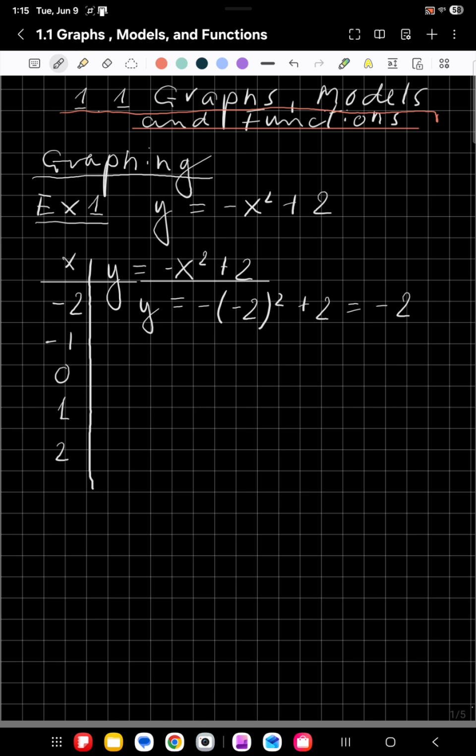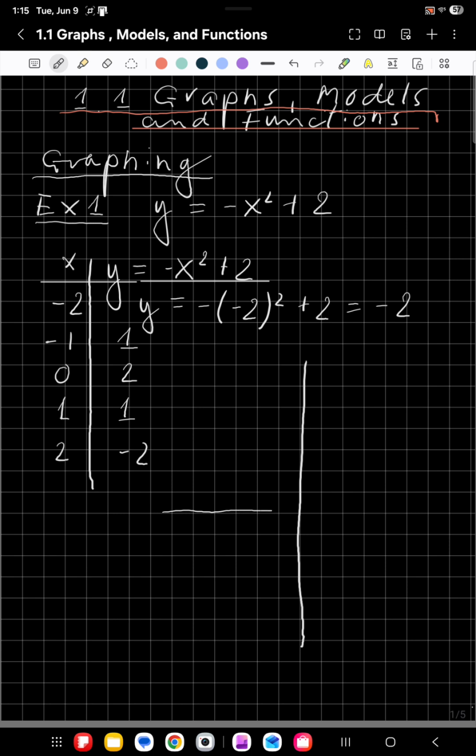So the first one was negative 2. The second one is going to be 1, I have 1 in my notes. Then the next one will be 2. And then these are symmetrical, right? So it has to be the same. So 2 and negative 2. All right, so we have 5 points exactly, and let's plot them.